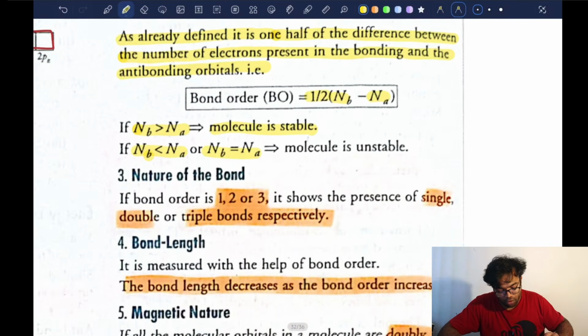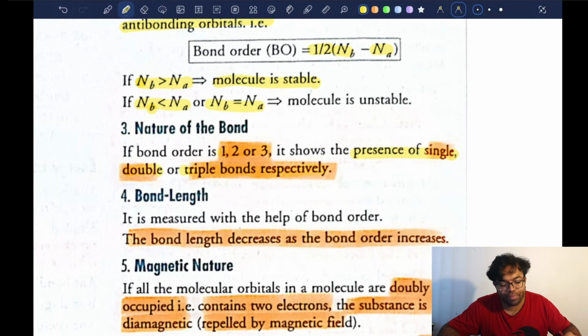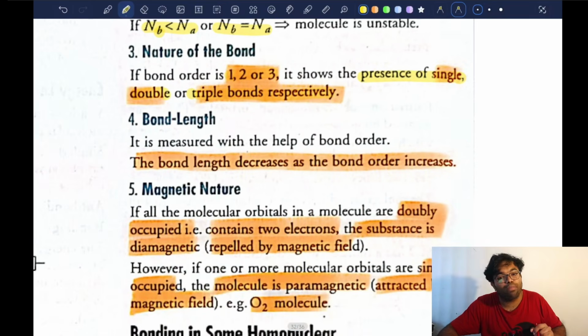Next, the nature of the bond. If the bond order is 1, 2, and 3, it shows the presence of a single, double, or a triple bond respectively. So if the bond order is 1, that means it is a single bond. If the bond order is 2, for example in the case of oxygen, there is a double bond present. Therefore, the bond order of the oxygen molecule is 2. The bond order of the nitrogen molecule, because of the presence of a triple bond between the two nuclei, is 3.